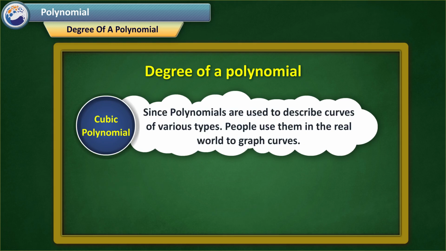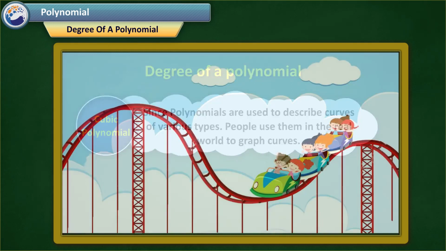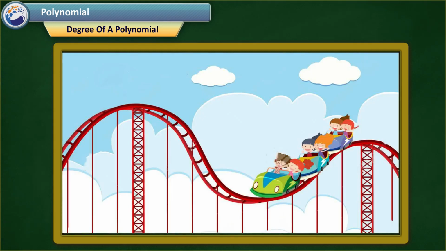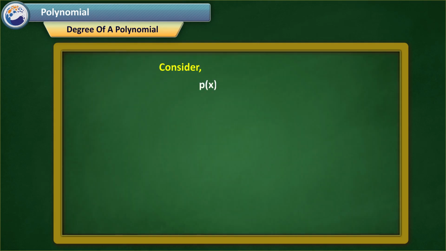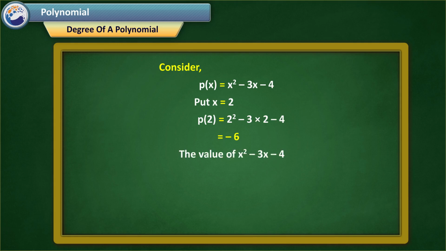Since polynomials are used to describe curves of various types, people use them in the real world to graph curves. For example, roller coaster designs may use polynomials to describe the curves in their rides. Consider p of x is equal to x squared minus 3x minus 4. Put x equal to 2. Therefore, p of 2 is equal to 2 squared minus 3 into 2 minus 4, that is equal to minus 6. The value of x squared minus 3x minus 4 at x equal to 2 is minus 6.